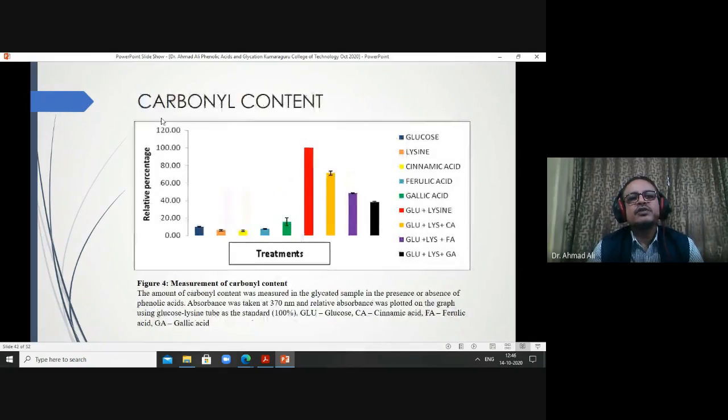Then we move to the measurement of carbonyl content, which is an indicator of advanced glycation products. Here we can see that all of them are quite efficient, but again, gallic acid is more potent in the prevention of advanced glycation products.